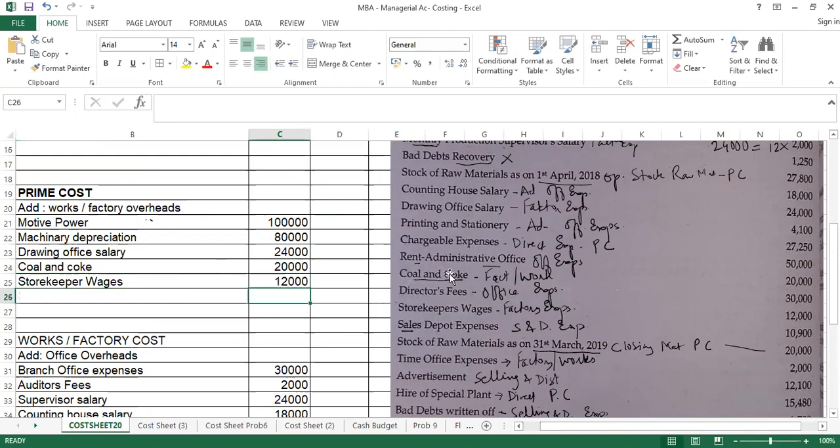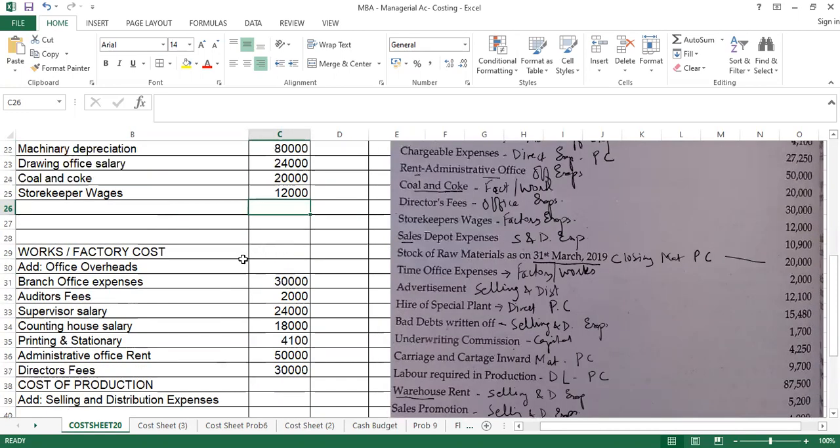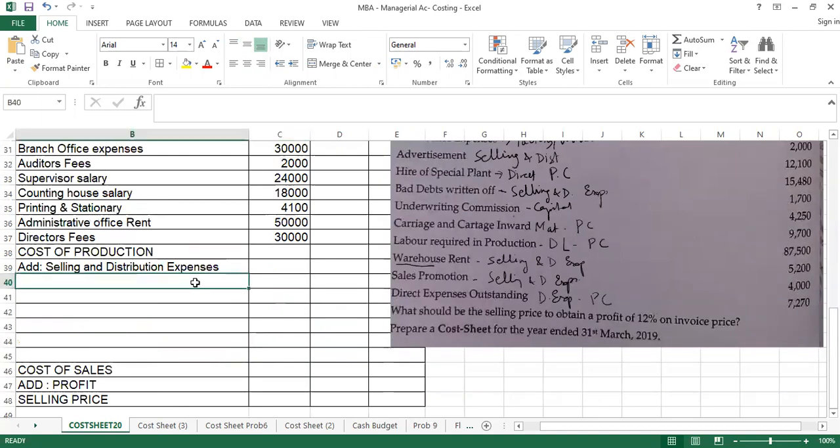After storekeeper, what do we have? Sales depot expenses, that is selling distribution. How much? 10,900. So sales depot expenses go to selling and distribution expense. The amount is 10,900.